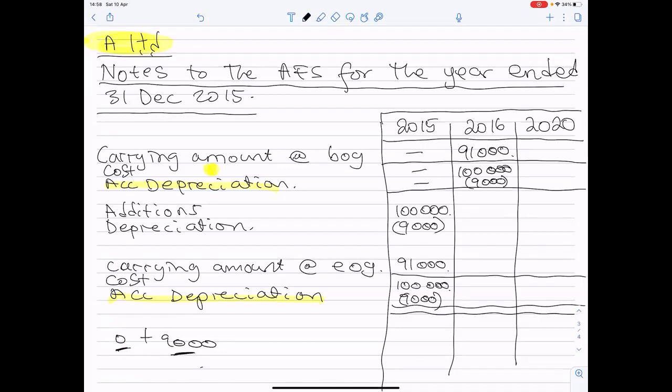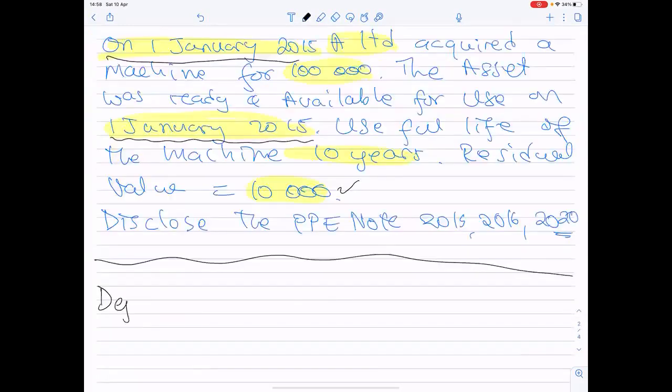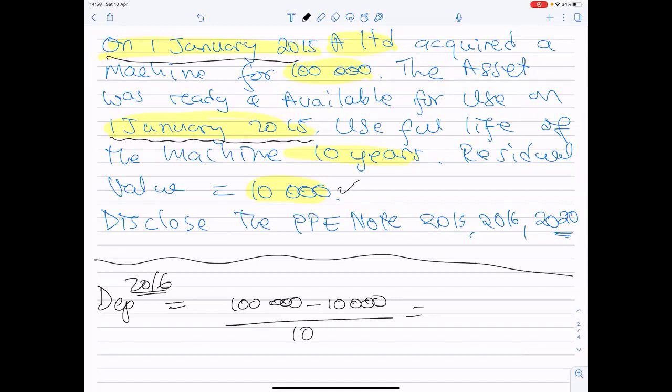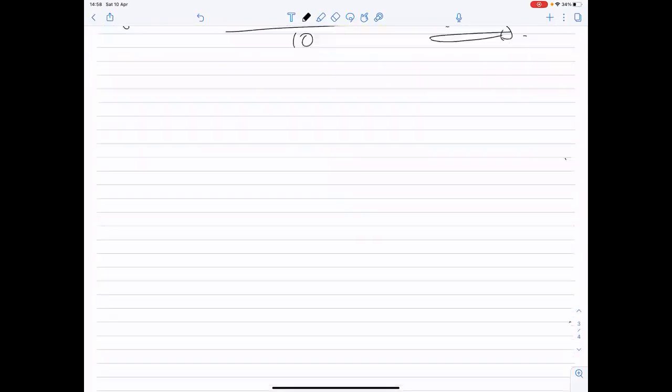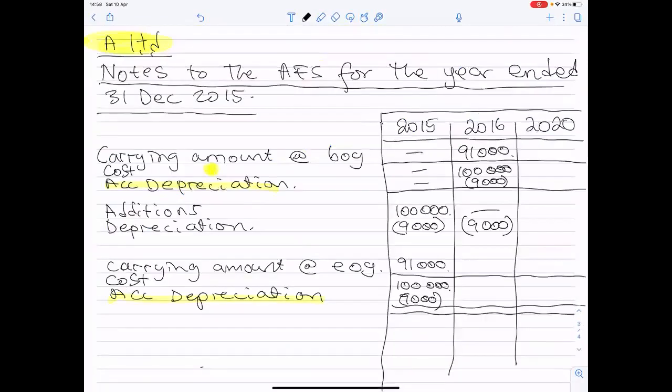Oh, okay. Right. Then we will come and calculate the depreciation during the year. So the depreciation in the year 2016 now, we can easily say it is still 100,000 minus the residual value of 10,000. We divide it by 10. You still get your, is it 9,000? Yes, you get your 9,000. That's what you're going to put there, is 9,000. This year, there is no depreciation. Tell me is that clear? Okay, 10 years.